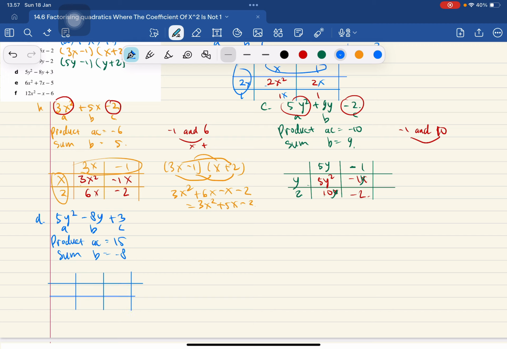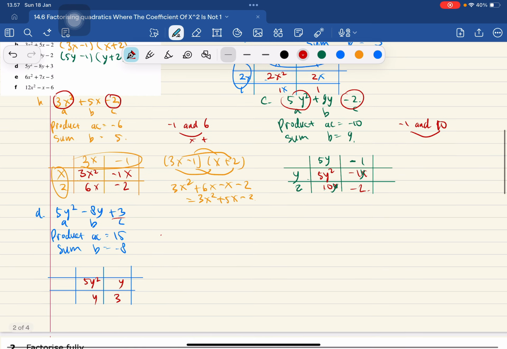So we will write the first term here, 5y squared, and the last term, 3. So it's going to be y and y. We need to find the numbers whose product equals 15, however, when we add them, it's going to be minus 8. So we'll get minus 5 and minus 3. The product is 15, the sum is minus 8. So we got minus 5 here, and minus 3 here.